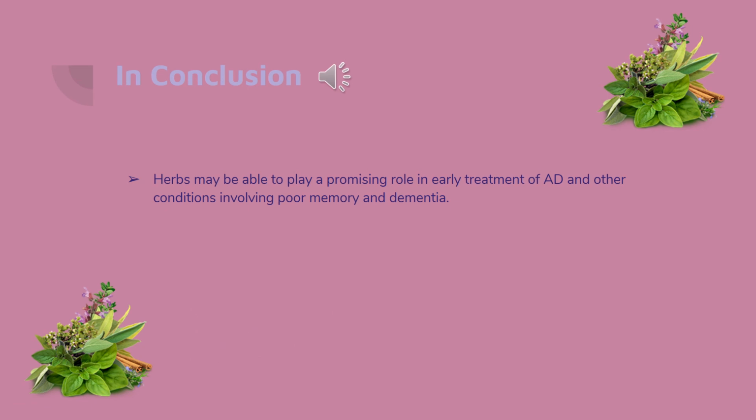In conclusion, from this article, it was said that herbs may be able to play a promising role in the treatment of Alzheimer's disease and other conditions involving poor memory and dementia. This also concludes my final project on dementia and the effects it has on memory. I truly did enjoy this class. It was one of my favorite classes, and I look forward to studying this further in depth in grad school.